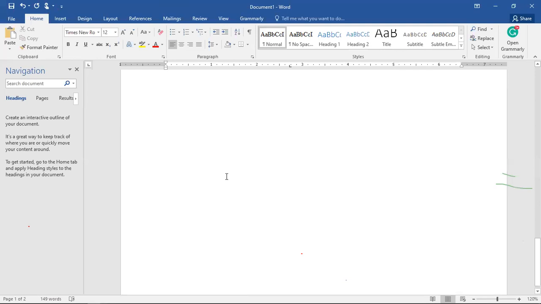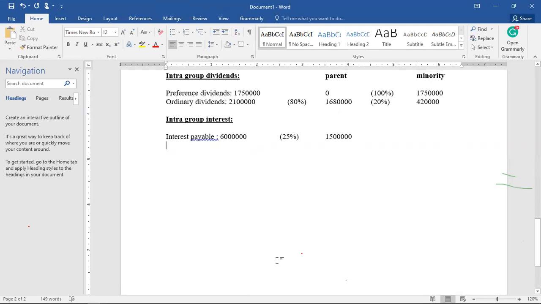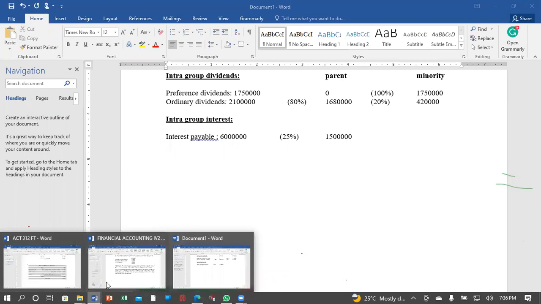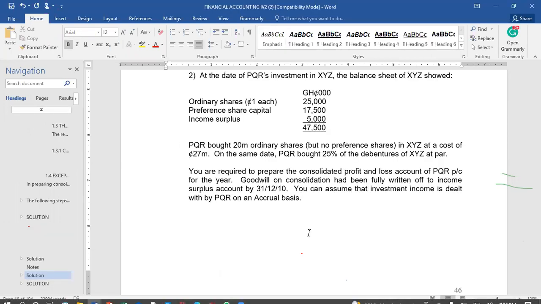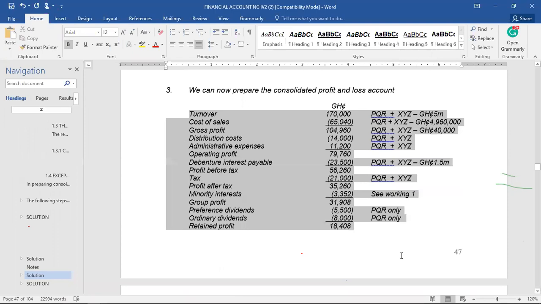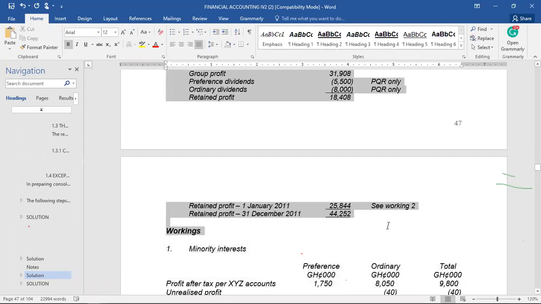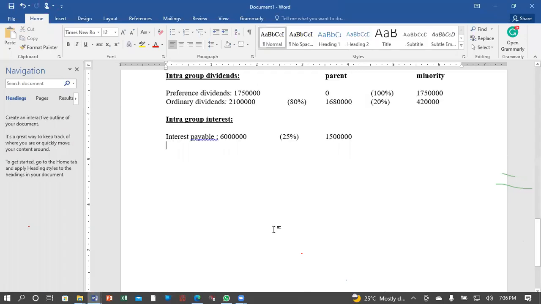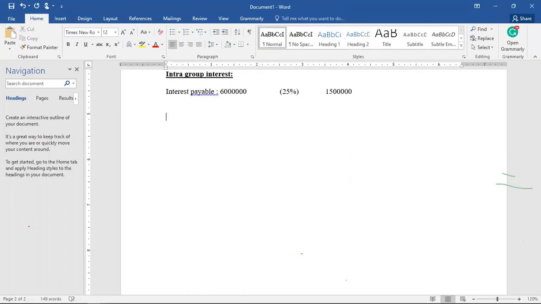Then we now proceed to prepare your consolidated income surplus account. So I'll copy it here and then I'll explain it. Also, you guys are not giving me the total, so we'll not move fast.